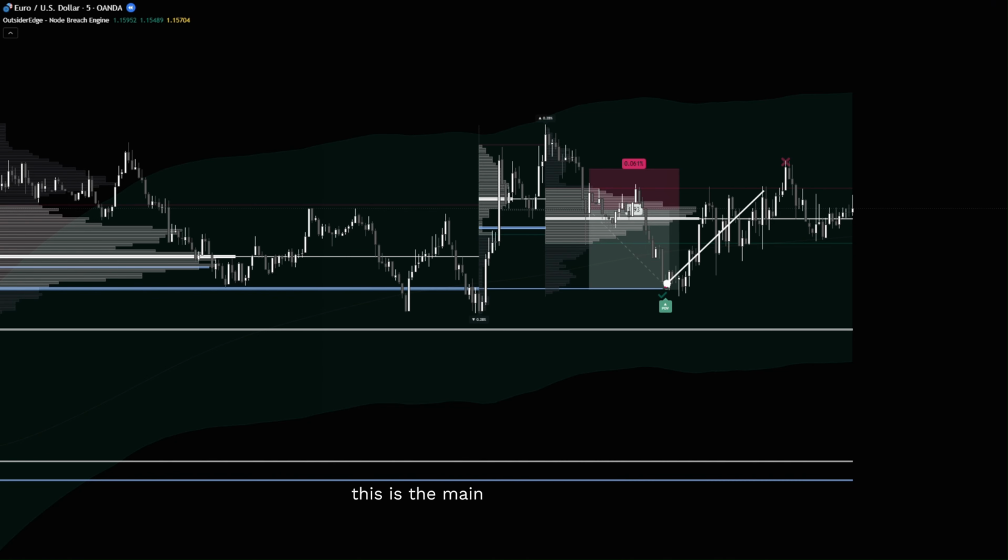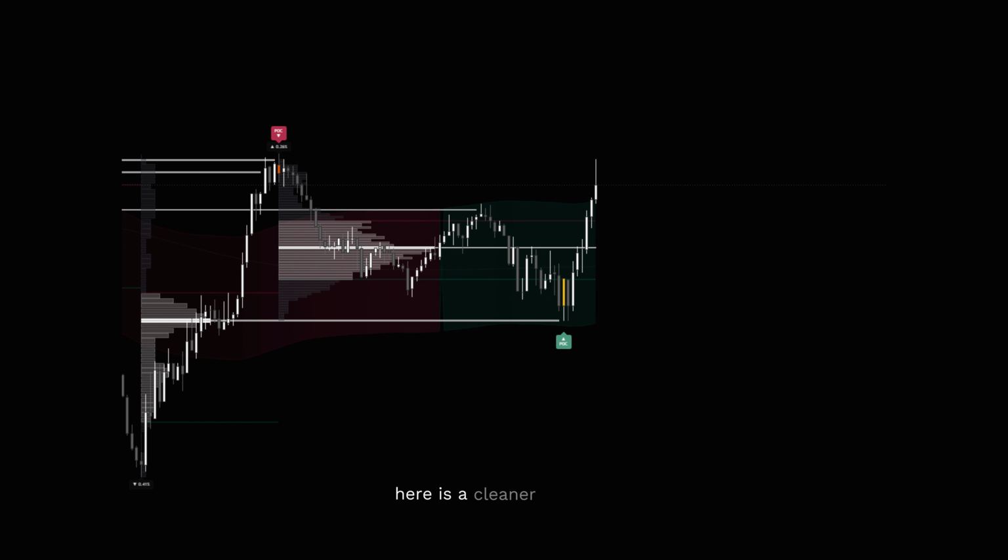This is the main lesson. Do not place take profits blindly behind major low value or high value nodes. If a low volume node sits between your entry and your target, your trade has a problem you need to account for. Here is a cleaner example.